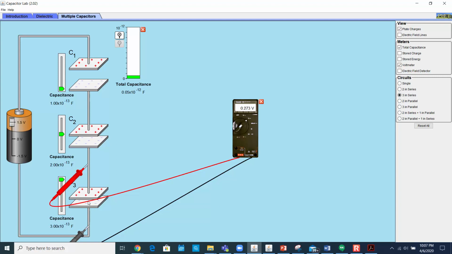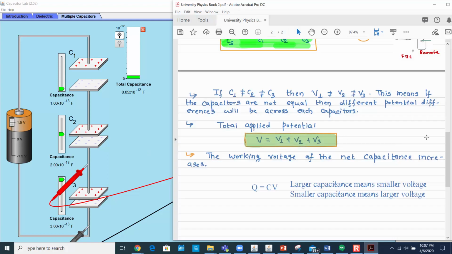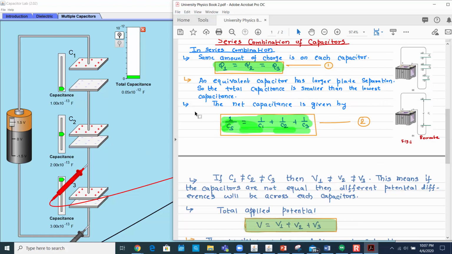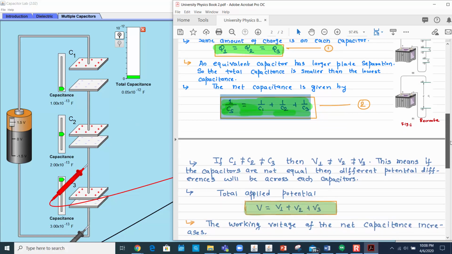The higher the capacitance is, the smaller is the potential drop. The effective capacitance, or the net capacitance, of the series combination is always smaller than the smallest capacitor, and the formula for calculating the net capacitance in series is given by this formula, which is the reciprocal sum of the individual capacitors. So this is it for the series combination of capacitors.